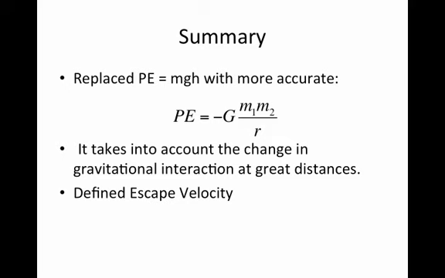Okay, so what we learned about today was that we can replace our traditional formula for gravitational potential energy, mgh, with the more accurate one that takes into account the fact that the force between two objects changes as the distance between them changes. And so this is our much more accurate gravitational potential energy formula that can be used on scales of a solar system. And then we also briefly defined escape velocity as being the velocity that's needed for an object to escape the gravitational interaction with another object.